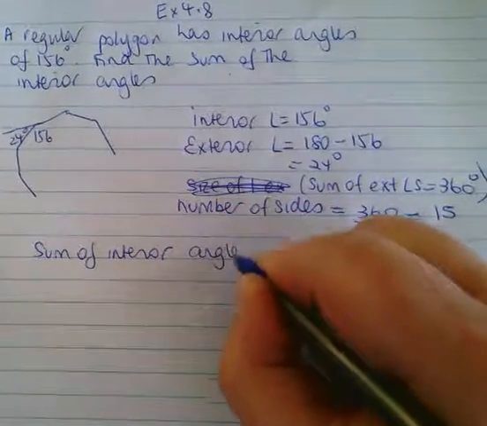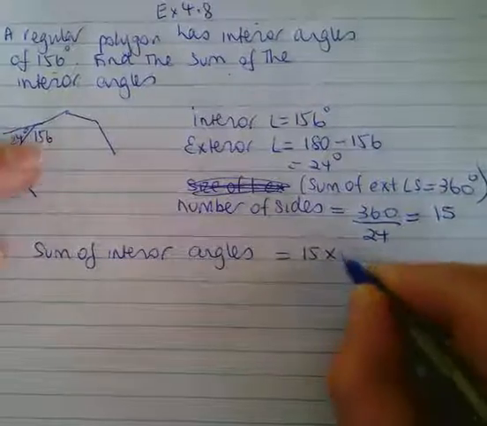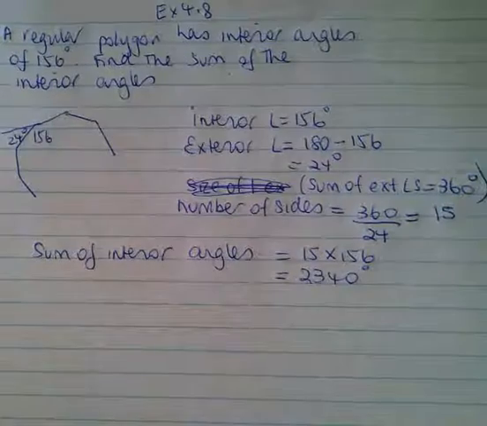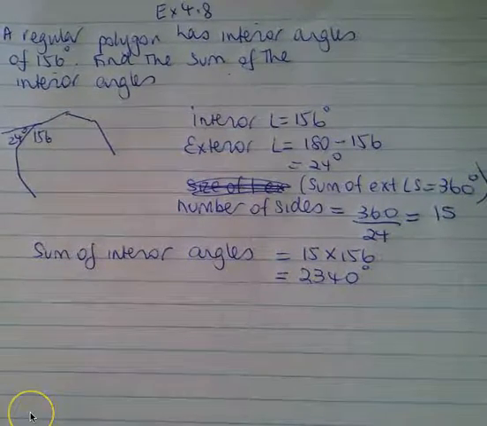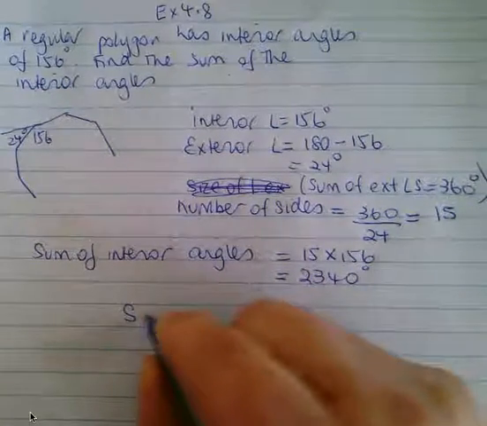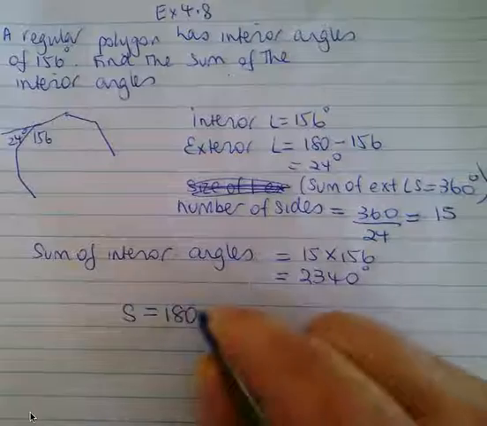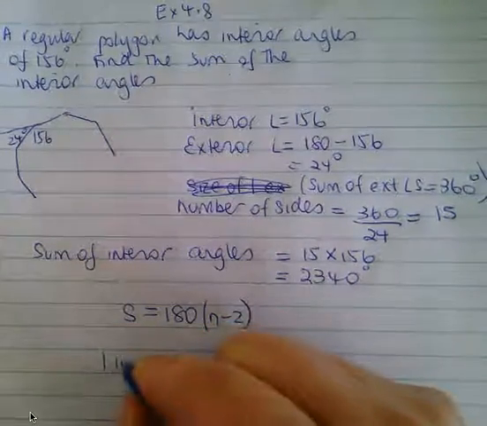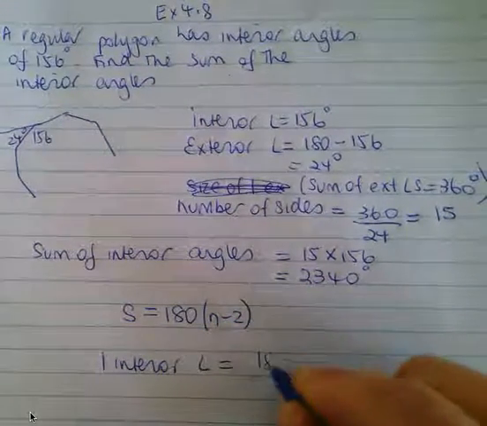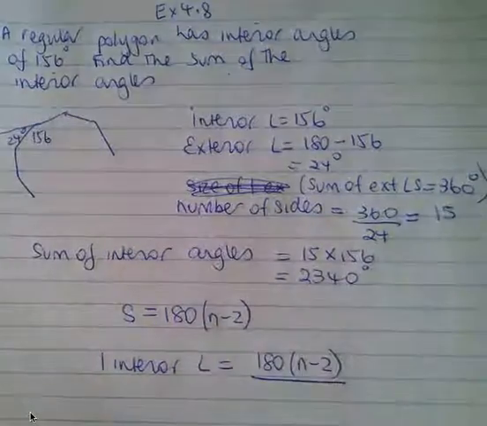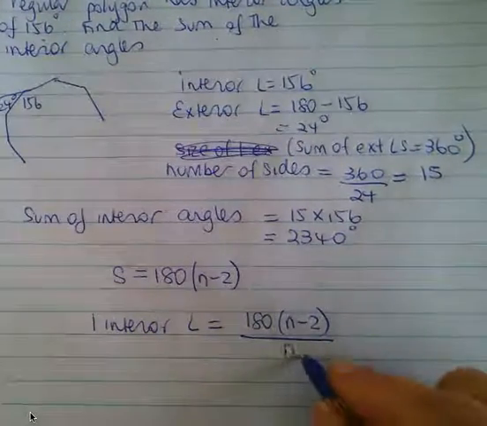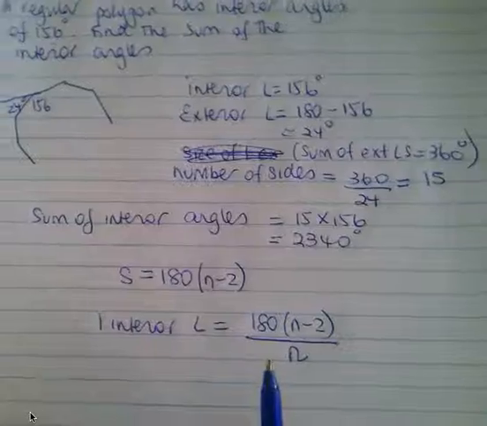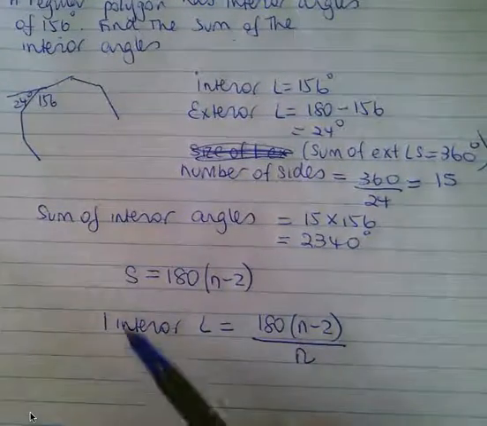There is another way of doing this actually. It's 15 times 156, which is 2,340 degrees. There is another way you can do it. The other way is as follows. You know the interior angle sum is 180(n minus 2), and the size of one interior angle is 180(n minus 2) divided by n. Now this is the other way to solve this instead of doing it this way. But I like using the exterior.